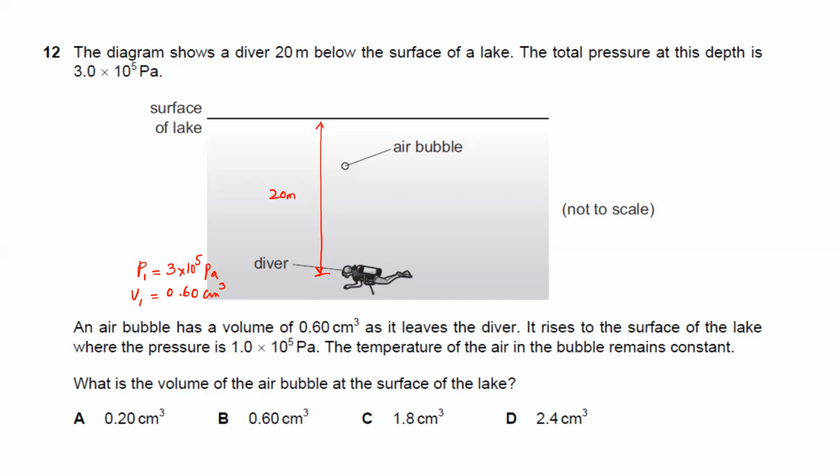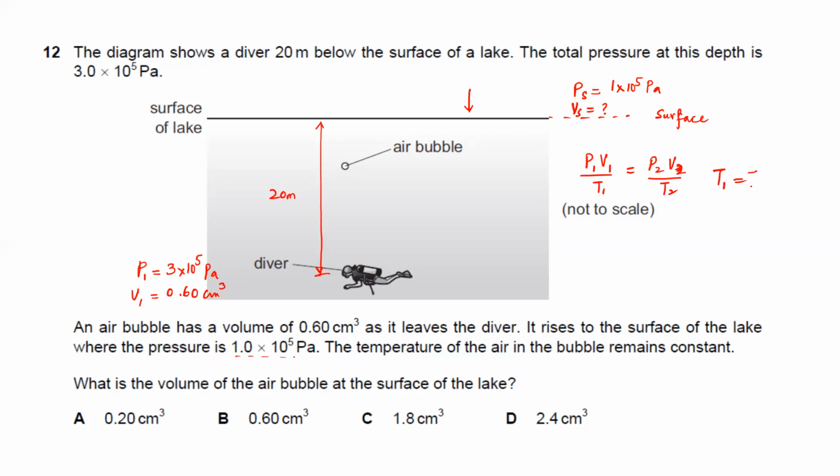It rises to the surface of the lake, where the pressure is this. So the pressure on the surface, P surface, is 1 into 10 to power 5 pascals. The temperature of the air in the bubble remains constant. What is the volume of the air bubble at the surface? V surface we have to find. So remember, P1 V1 over T1 equals P2 V2 over T2.